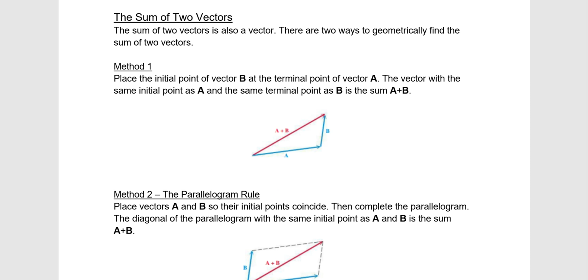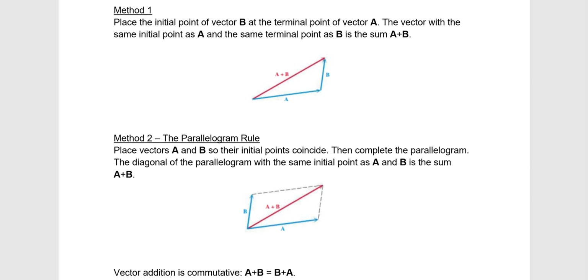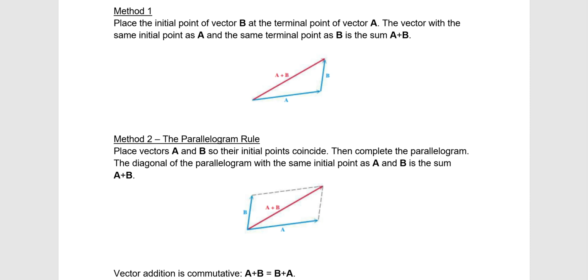Now getting into vector operations and starting with adding vectors. It's going to be the sum of two vectors. When we add two vectors, the result is also a vector. There are two ways that we can geometrically think of this. The first method is to place the initial point of vector B at the terminal point of vector A, and then the vector with the same initial point as A and the terminal point of B is going to be the sum A plus B.